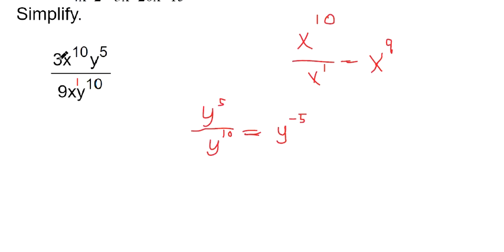Okay, and then with the 3 over 9, that's just like a regular old fraction. If you write that off to the side, 3 over 9, that simplifies to be 1 over 3. Mouse isn't working so good.